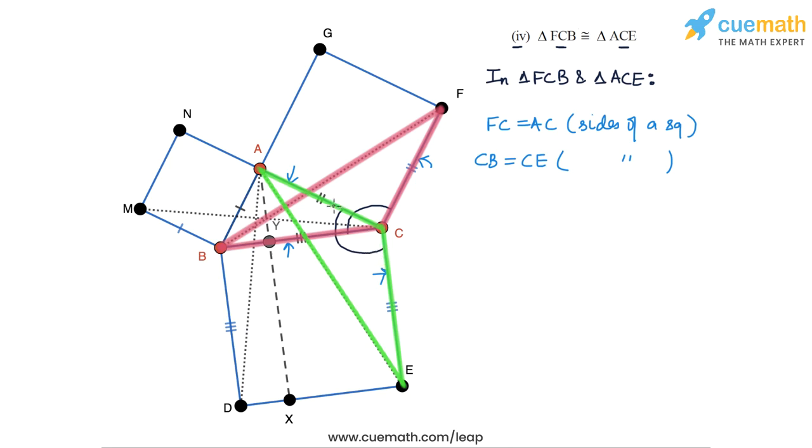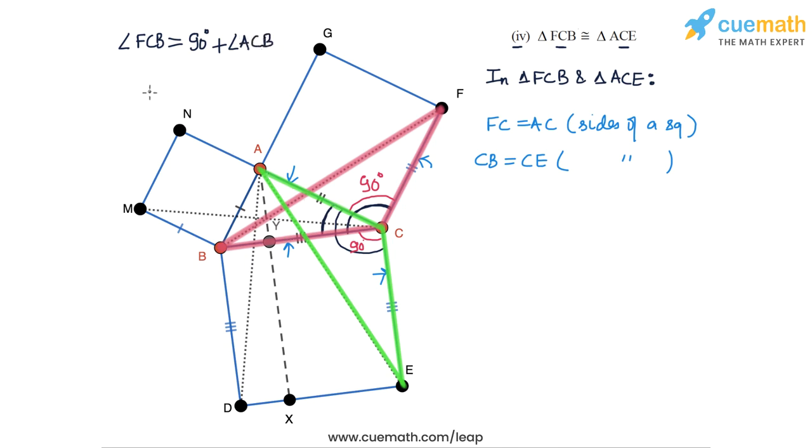In these two angles, there is a common part, ACB, and the other part. This part here is 90 degrees and this part here is also 90. So the two angles that we are comparing, angle FCB and angle ACE, must be equal. Let's write this here. Angle FCB will be angle FCA, which is 90 degrees, plus angle ACB.